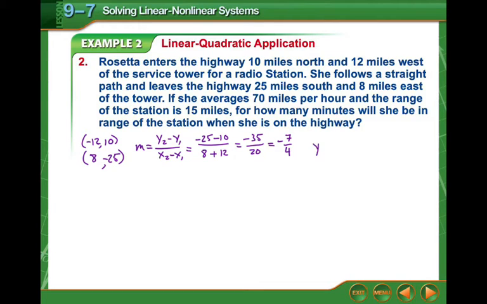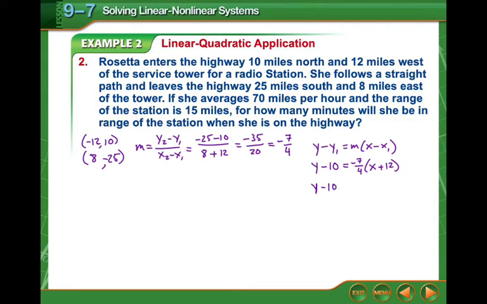So we're going to use point slope form. So y minus y1 equal to m times x minus x1. It doesn't matter which point we use, because it'll give us the answer no matter what. So we'll just use the first point there, y value of 10. Our slope is negative 7/4 times x minus our x1, which is negative 12, so we're adding 12.